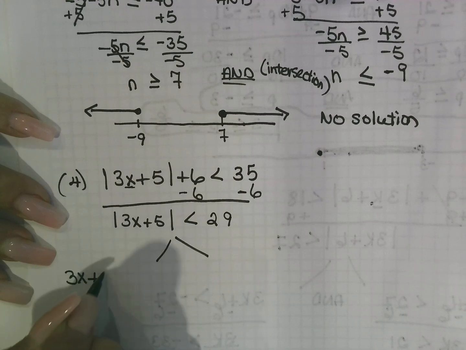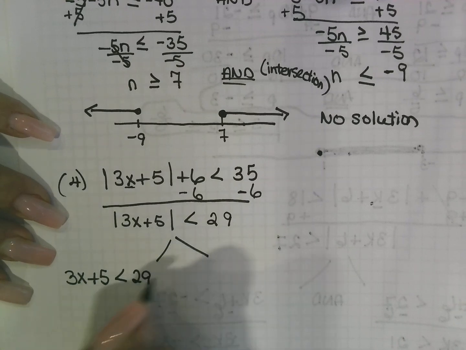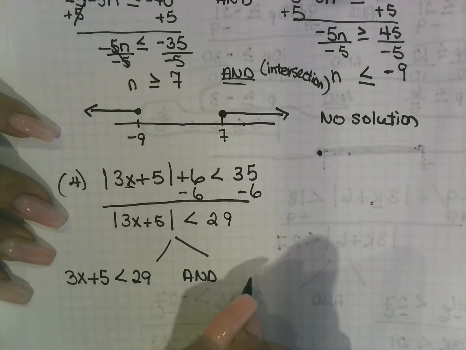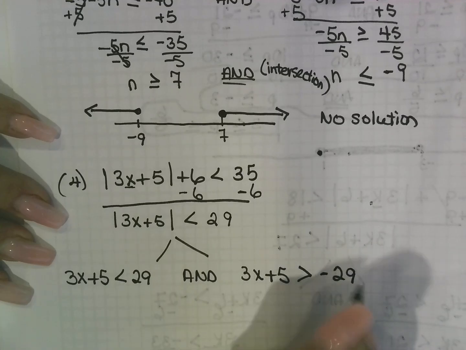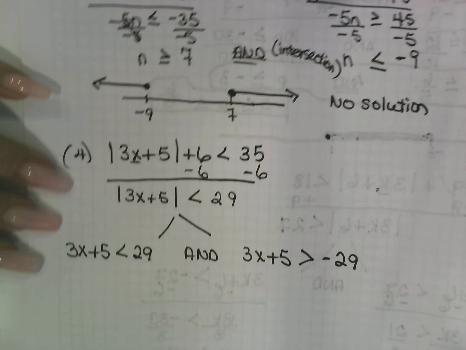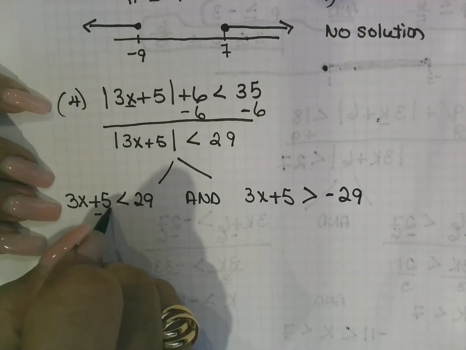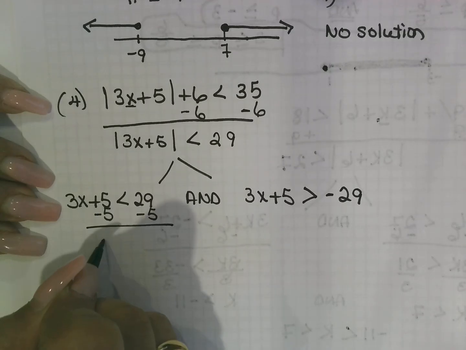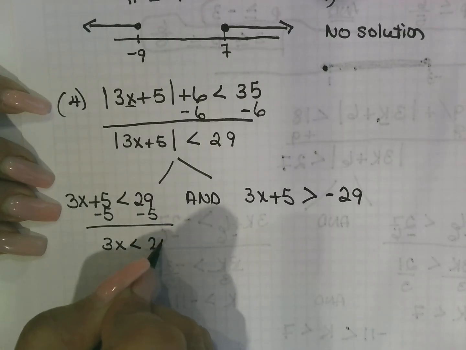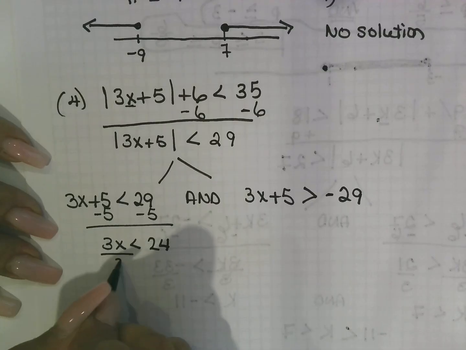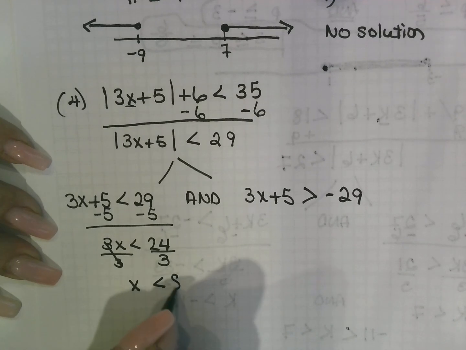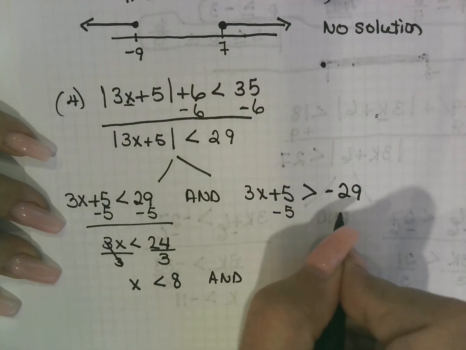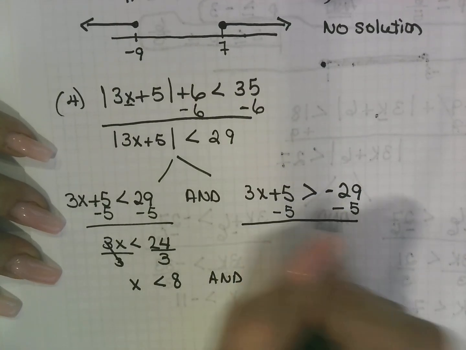It would be 3x plus 5 less than 29. This is also an AND. 3x plus 5 greater than negative 29. Remember, the second part, we flip the sign and we take the negative. All right, we're going to subtract 5 from both sides, and we're going to get 3x is less than 24. Divide both sides by 3. x is less than 8. And over here we're going to subtract 5 from both sides.